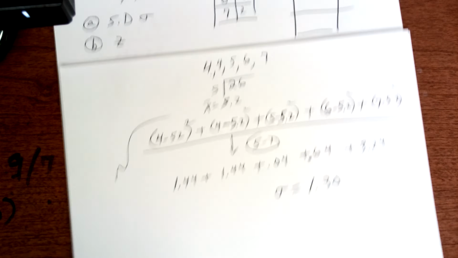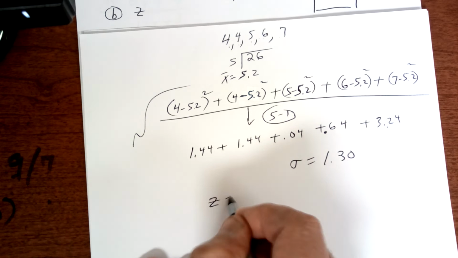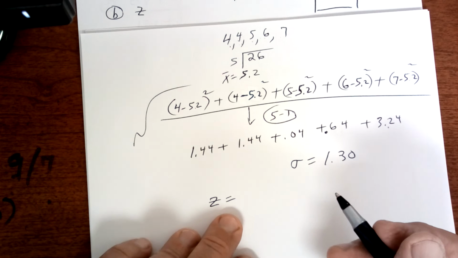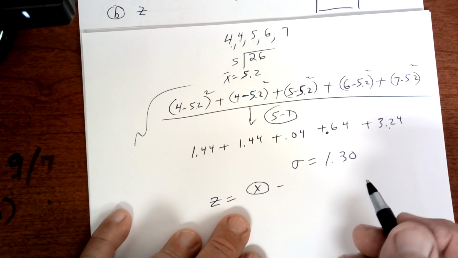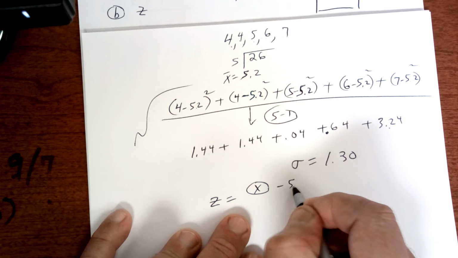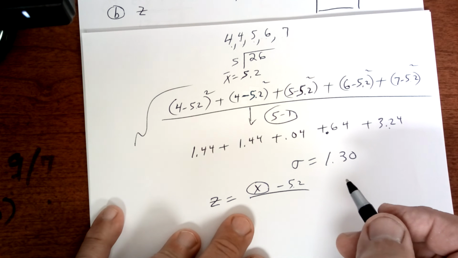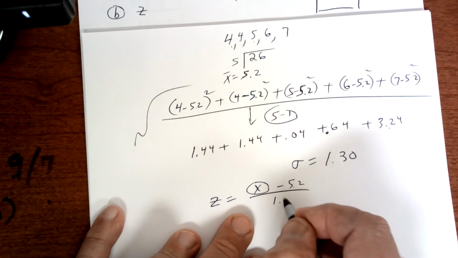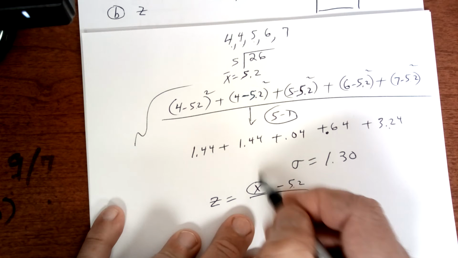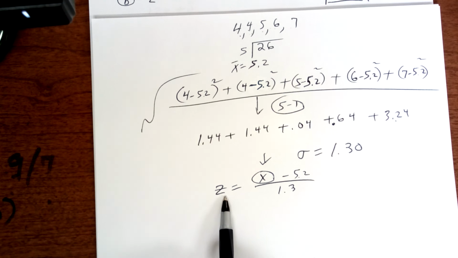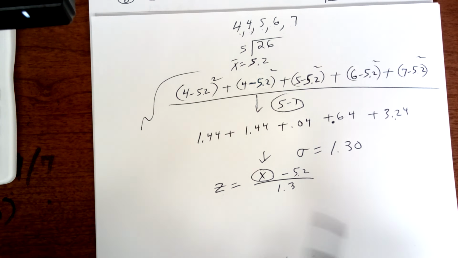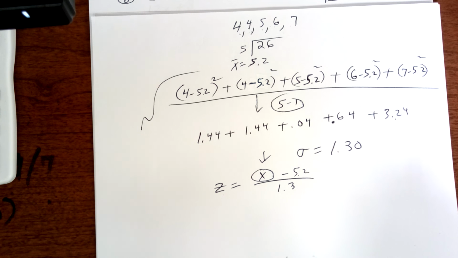To get the z-score, you're going to use some x, minus the average, which was 5.2, divided by the standard deviation of 1.3. So you would need to know the x. If they give you the z-score, then you have to work backwards. All right, so that's pretty much it.